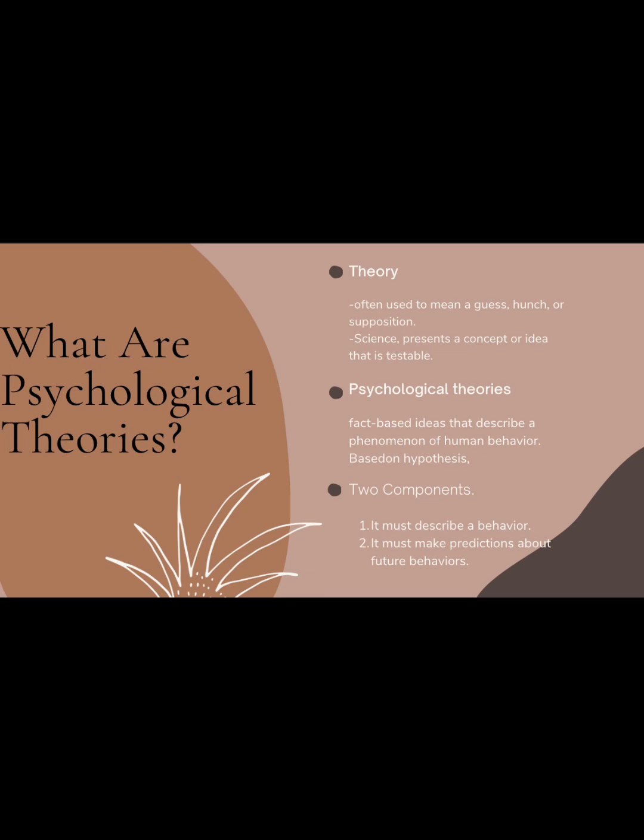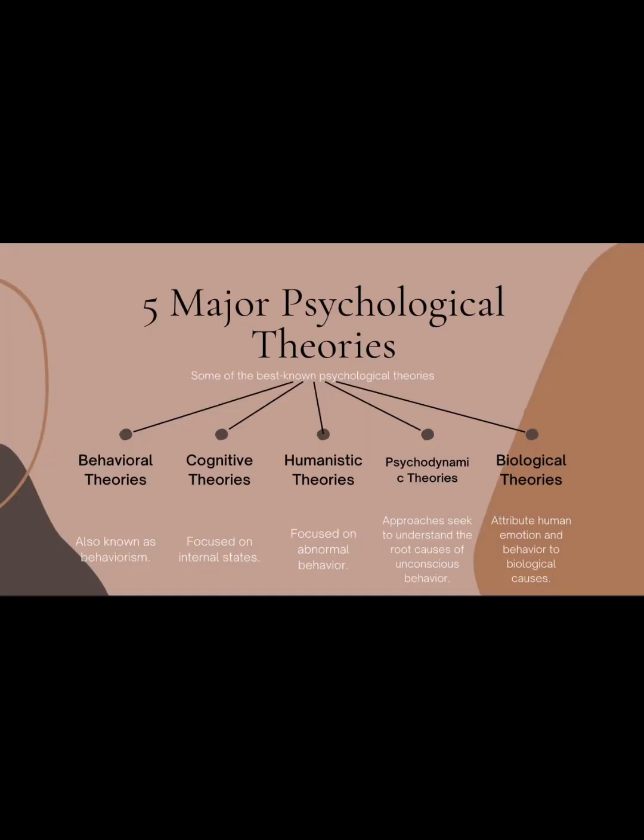And there must be two components for psychological theories. That is, it must describe a behavior, and then it must make predictions about future behaviors. And next, we can see the 5 major psychological theories, and these are some of the best known psychological theories.